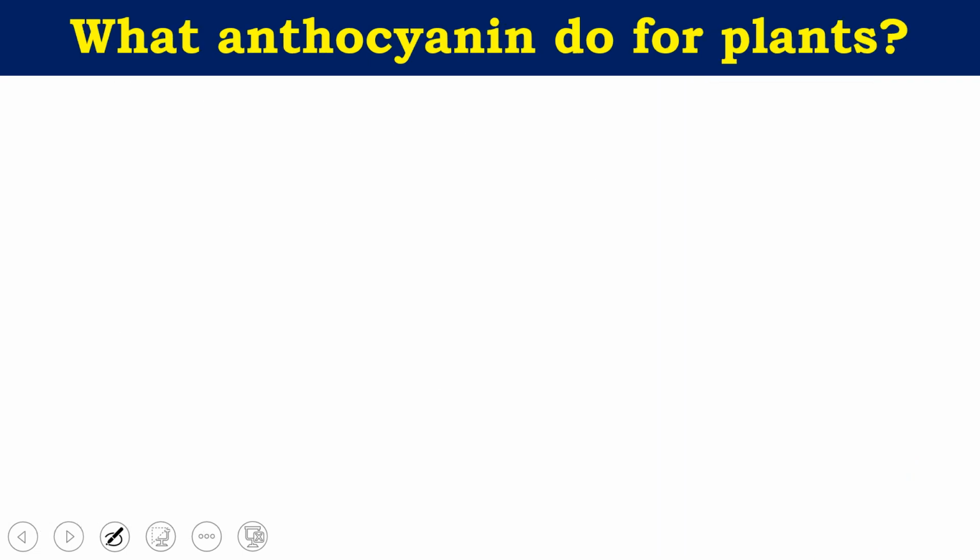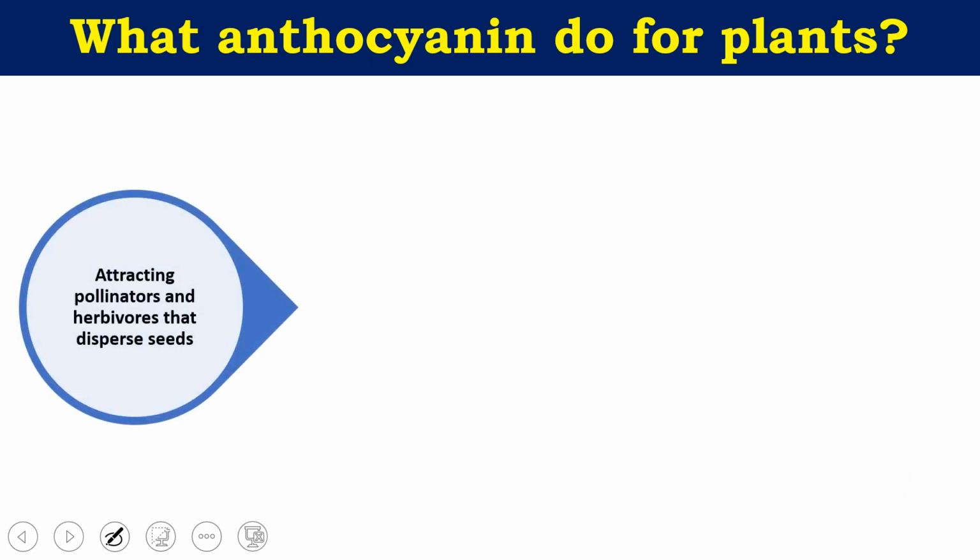So why do plants contain anthocyanin, and what is the use of this anthocyanin in the plants? There are a few characteristic features that anthocyanin has in the plants. The first is that it attracts pollinators like bees, butterflies, and other insects. It attracts the pollinators and herbivores so that their seeds will be dispersed. Normally dispersal is one of the important characteristic features in plants. So for seed dispersal and pollination, they attract.